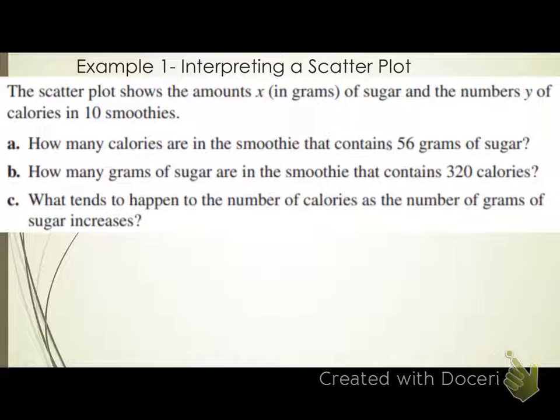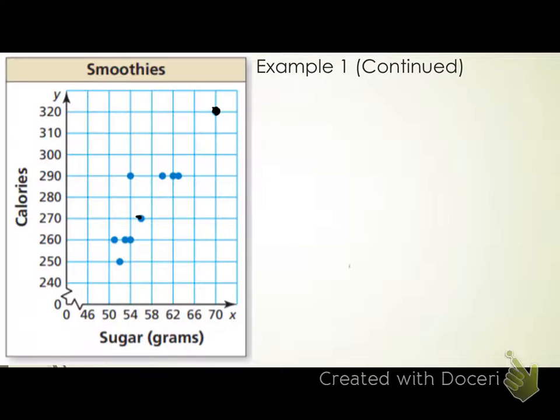Here's an example. The scatter plot is on the next slide, so I'll get to that once we look at the question real quick. The scatter plot shows the amounts x in grams of sugar and the numbers y of calories in 10 smoothies. And it gives us all these questions. So let me show you the scatter plot real quick.